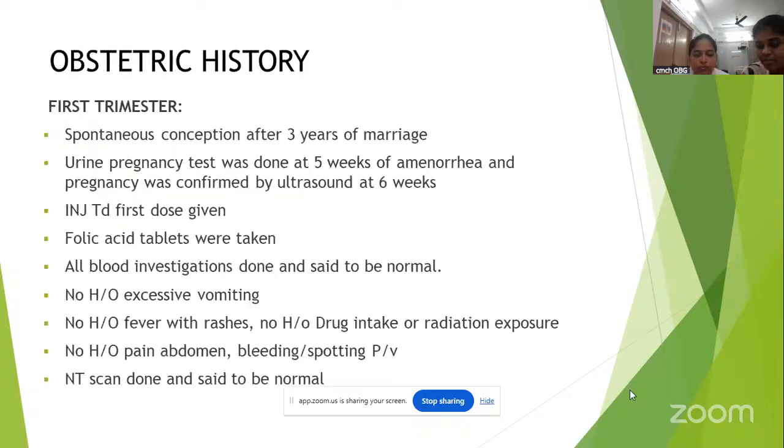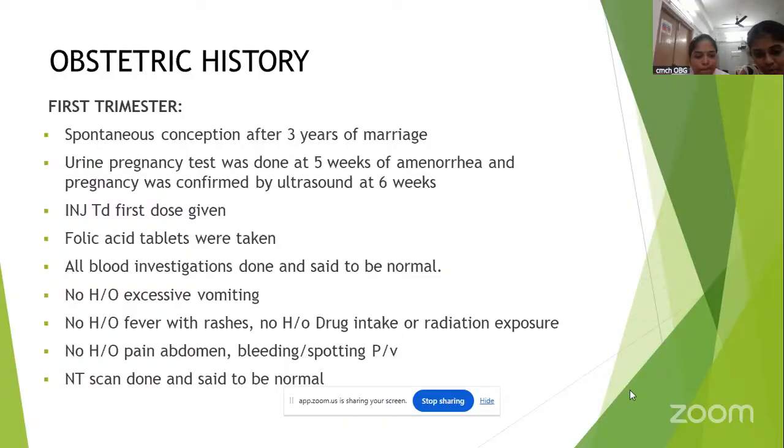Obstetric history: first trimester, spontaneous conception after 3 years of marriage. Urine pregnancy test was done at 5 weeks of amenorrhea, and pregnancy was confirmed by ultrasound at 6 weeks. Injection TD first dose given, folic acid tablets were taken. All blood investigations done and said to be normal.